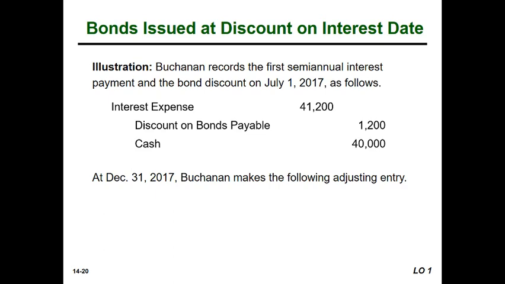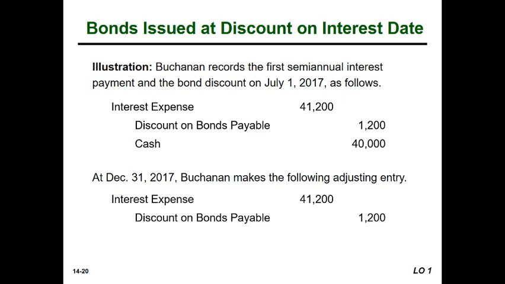Remember, we're using straight lines, so things aren't going to change. Your coupon rate is not going to change. Your face value rate is not going to change. So on December 31st, 2017, when we recognize our interest accrual, we'll recognize an interest expense of $41,200. We'll have our discount on bonds payable reducing by $1,200, and then we will have our interest payable of $40,000.